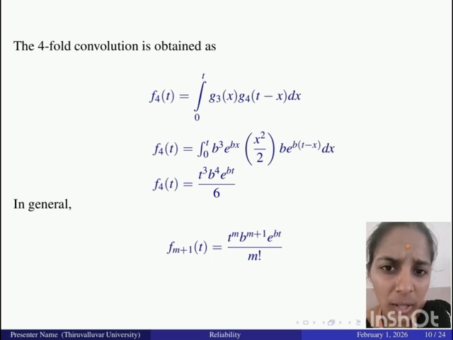Similarly, we can substitute the values for g3(t) and g4(t - x). We get f4(t) = t^3 b^4 e^(bt) divided by 6. In general, this formula can be written as f(m+1)(t) = t^m b^(m+1) e^(bt) divided by m factorial. This is a general formula.